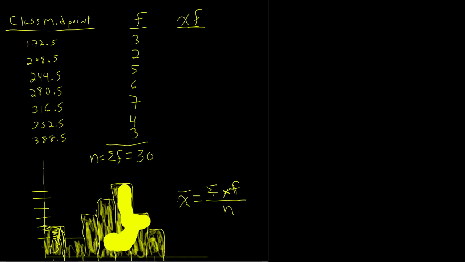So what this does is it assumes that these are averaged around the midpoint. And so it adds up those averages and divides them over the total number of samples. This will not return the actual mean of the data. It will give me an approximation to it, and a pretty good approximation. So 3 times 172.5 is 517.5. 2 times 208.5 is 417. 5 times 244.5 is 1,222.5. 6 times 280.5 is 1,683. And I'll just continue doing my multiplications here because I've done them before.